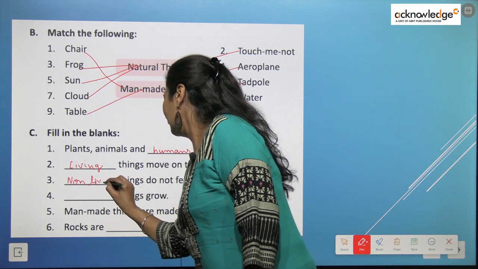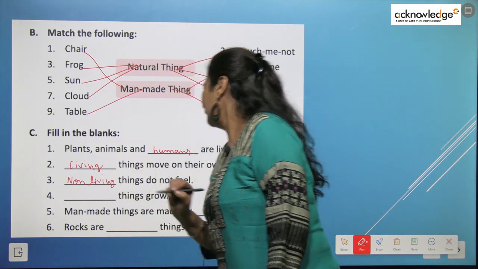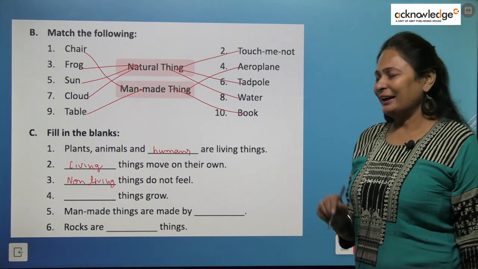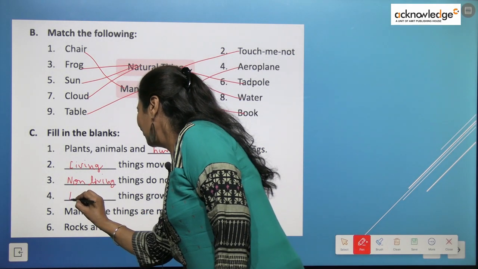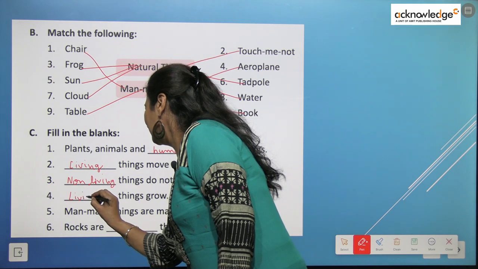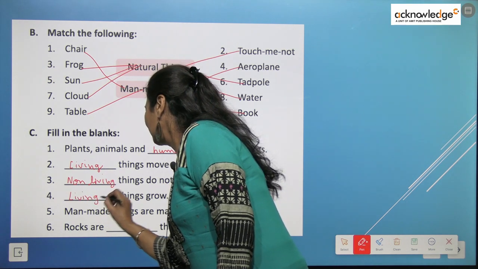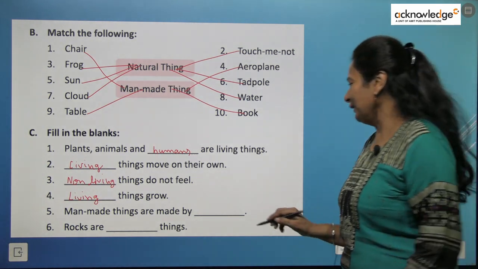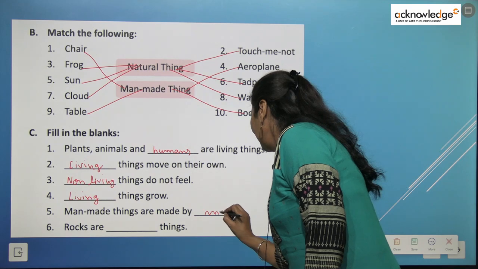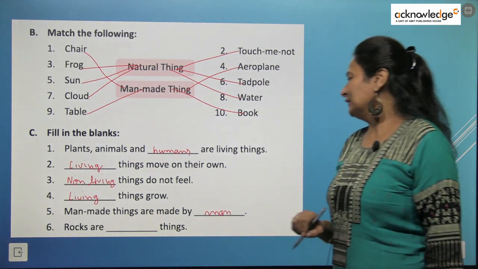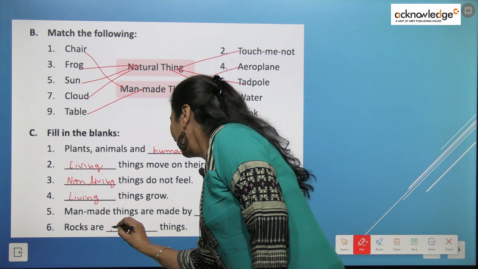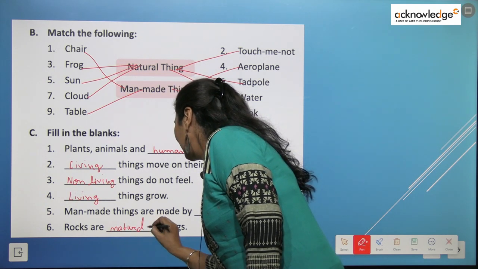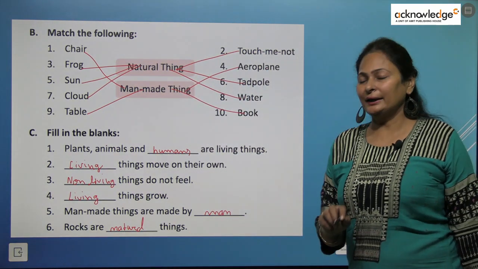Non-living things do not feel. Fourth is dash things grow. Correct. Living things grow. Non-living things cannot grow. Man-made things are made by, very good answers, made by man. Rocks are dash things. Rocks are natural things because we have not made the rocks. It is made by nature.